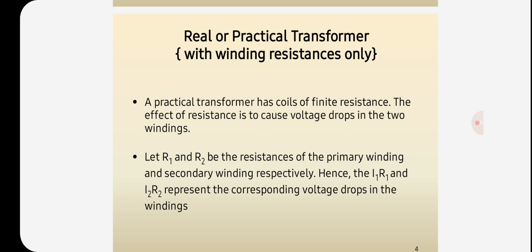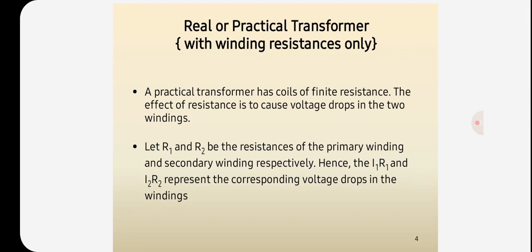So, transformer with winding resistance. In an ideal transformer there is no resistance in the windings, but in an actual transformer there is always some resistance present in the primary and secondary windings. The primary has a resistance R1 ohms, called primary resistance, and the secondary has a resistance of R2 ohms, called secondary resistance. The resistance causes copper losses and voltage drops in the windings.